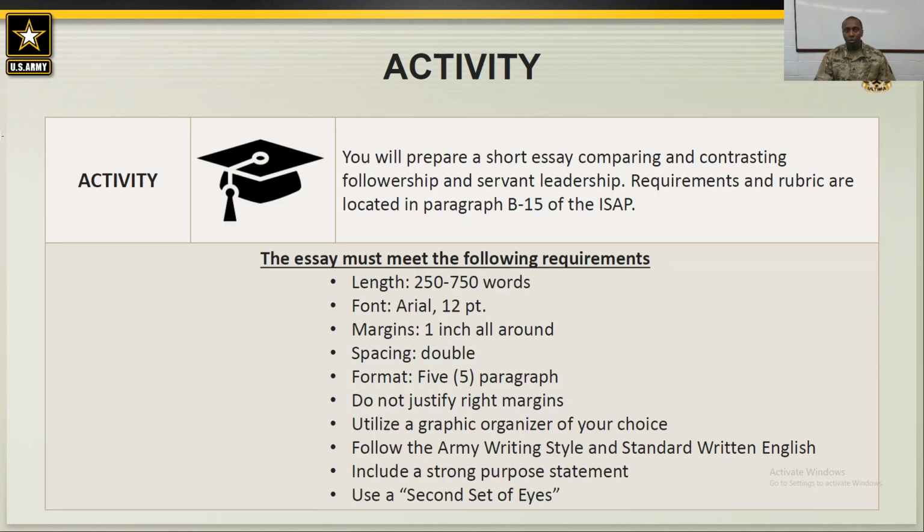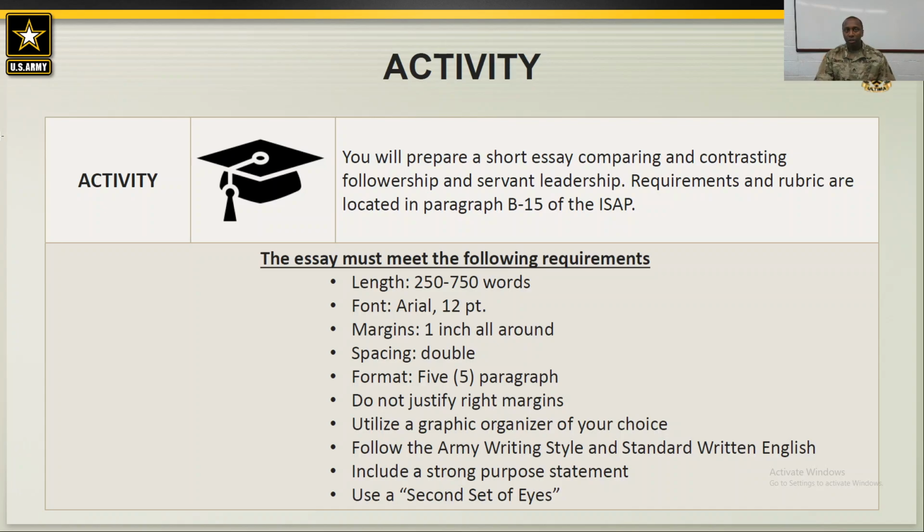All right. This is the last slide, but it's your activity. You will prepare a short essay comparing and contrasting followership and servant leadership. The requirements and rubric are located in paragraph Bravo 15 of the ISAP. The essay must meet the following requirements.